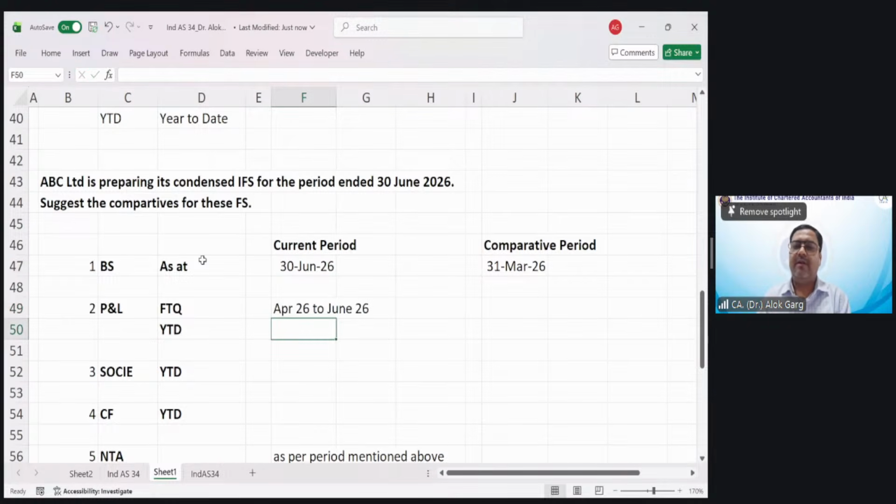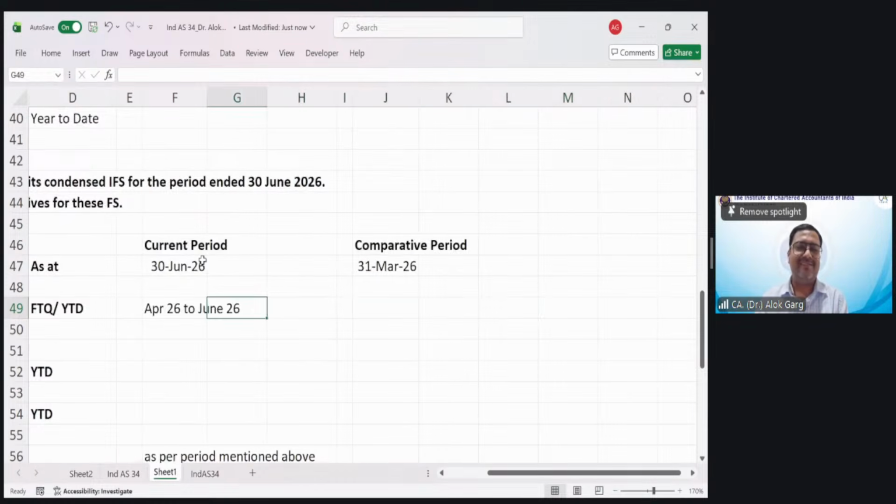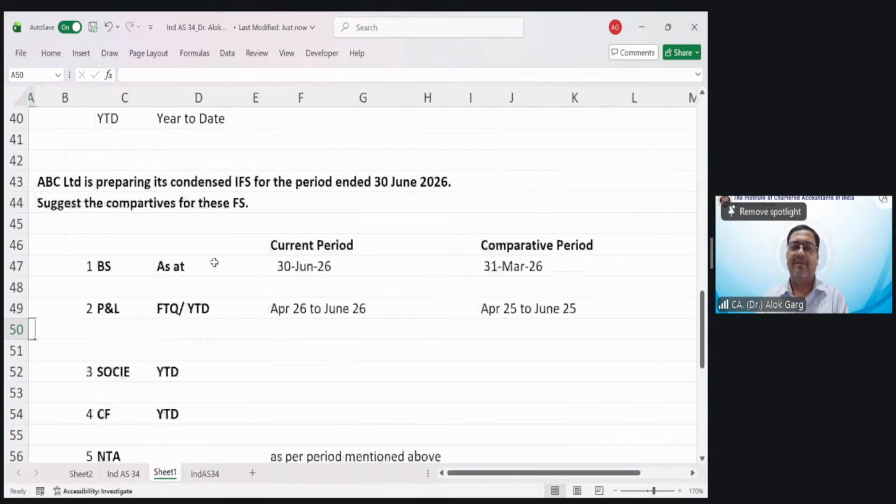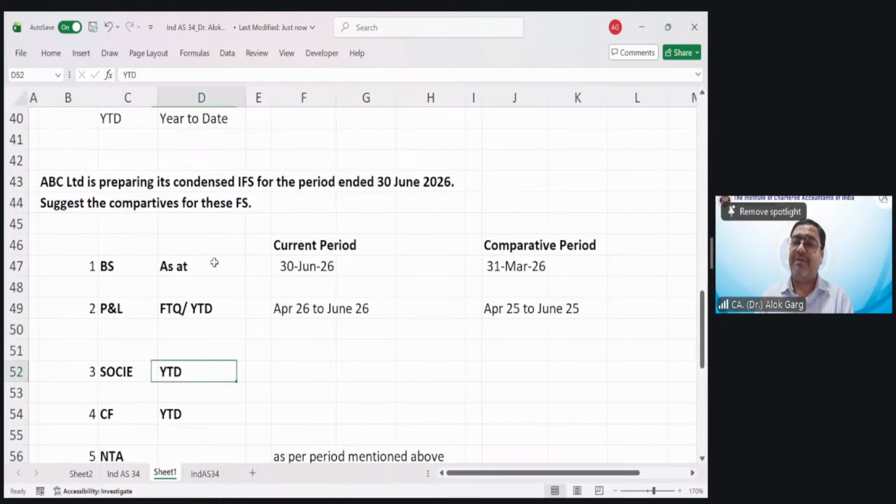Now what is my YTD P&L? Same. In the first quarter, you are absolutely right, the quarter and YTD will be the same. It has to be the same. April 25 to June 25. Then what about the statement of changes in equity? It has to be YTD.